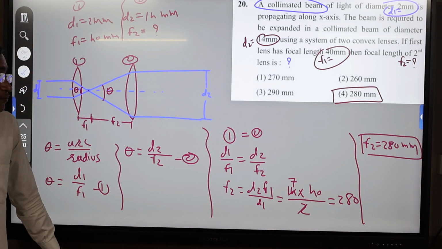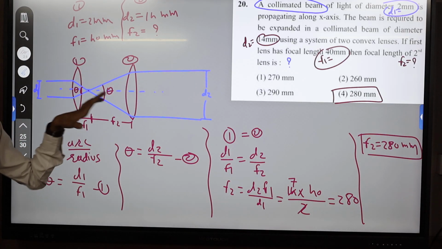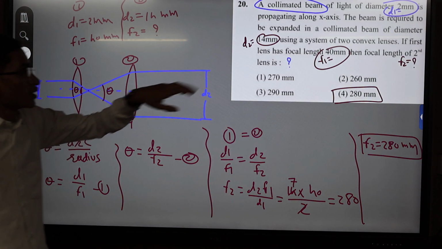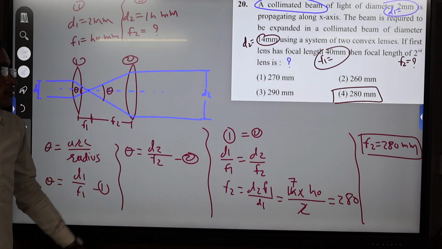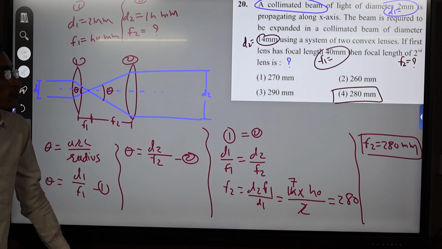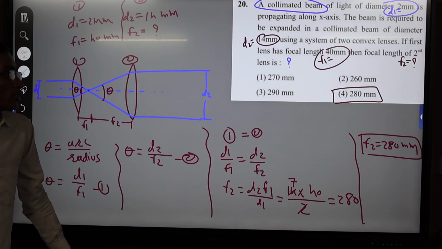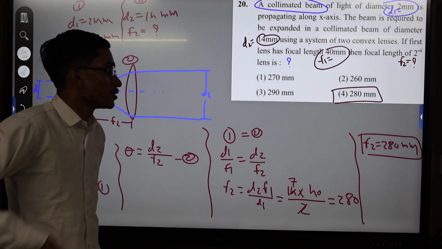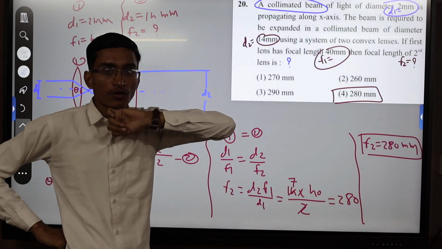So, if a diagram was given in the question, then the question would be easier. But here the word collimated beam is used, so many students can be confused by this word. And I think that if this diagram was not given in the exam, then many students would skip this question because of not understanding the word collimated. Okay.